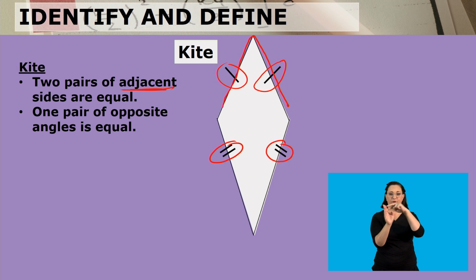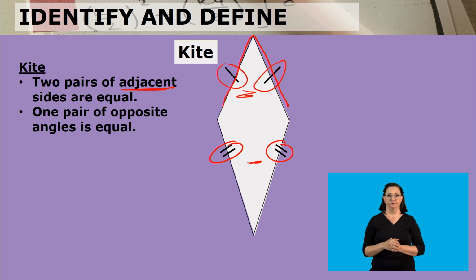And then the other two sides are also equal because they have a similar marking. And therefore the two pairs, that would be the first pair at the top there, and the bottom would have the next pair. And those sides are equal. Then one pair of opposite angles is equal. Let's look at the opposite angles.